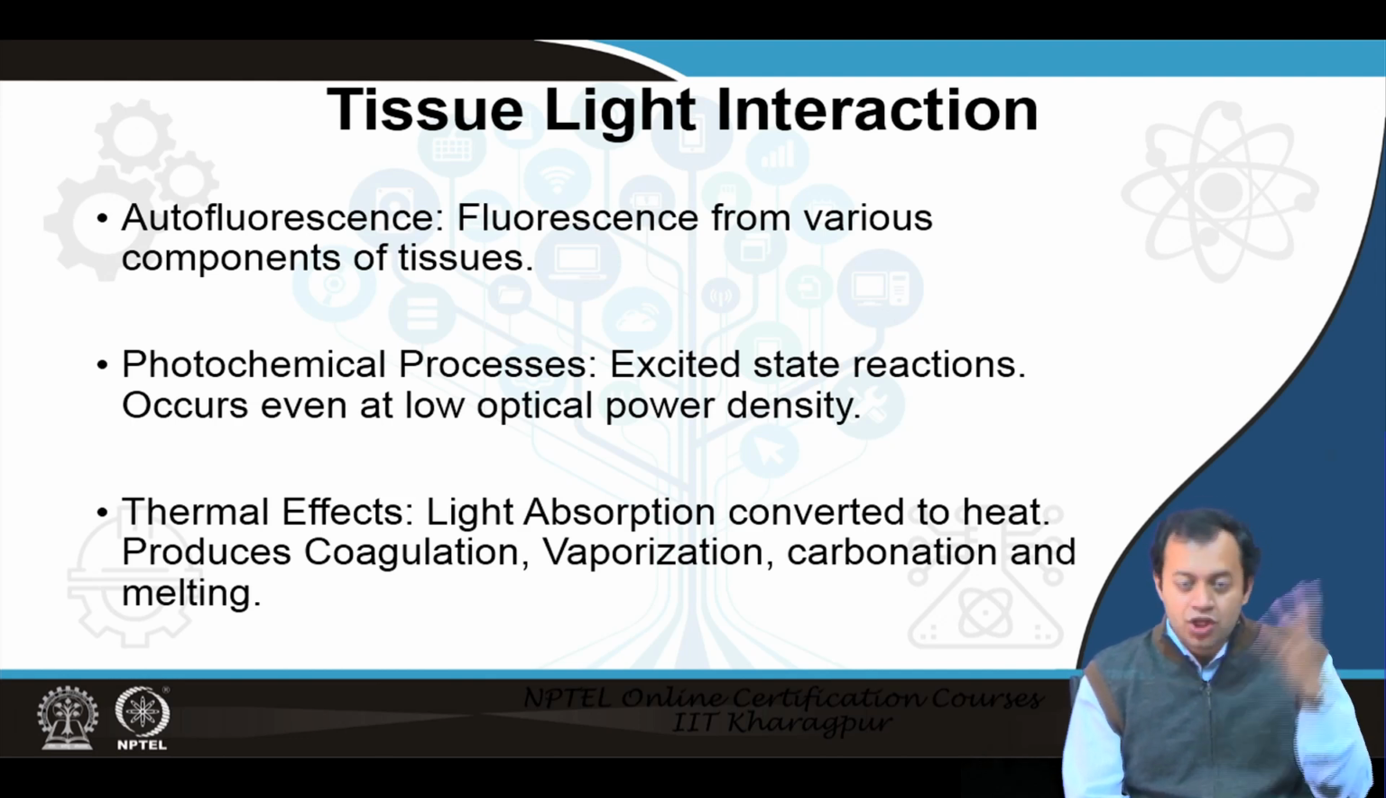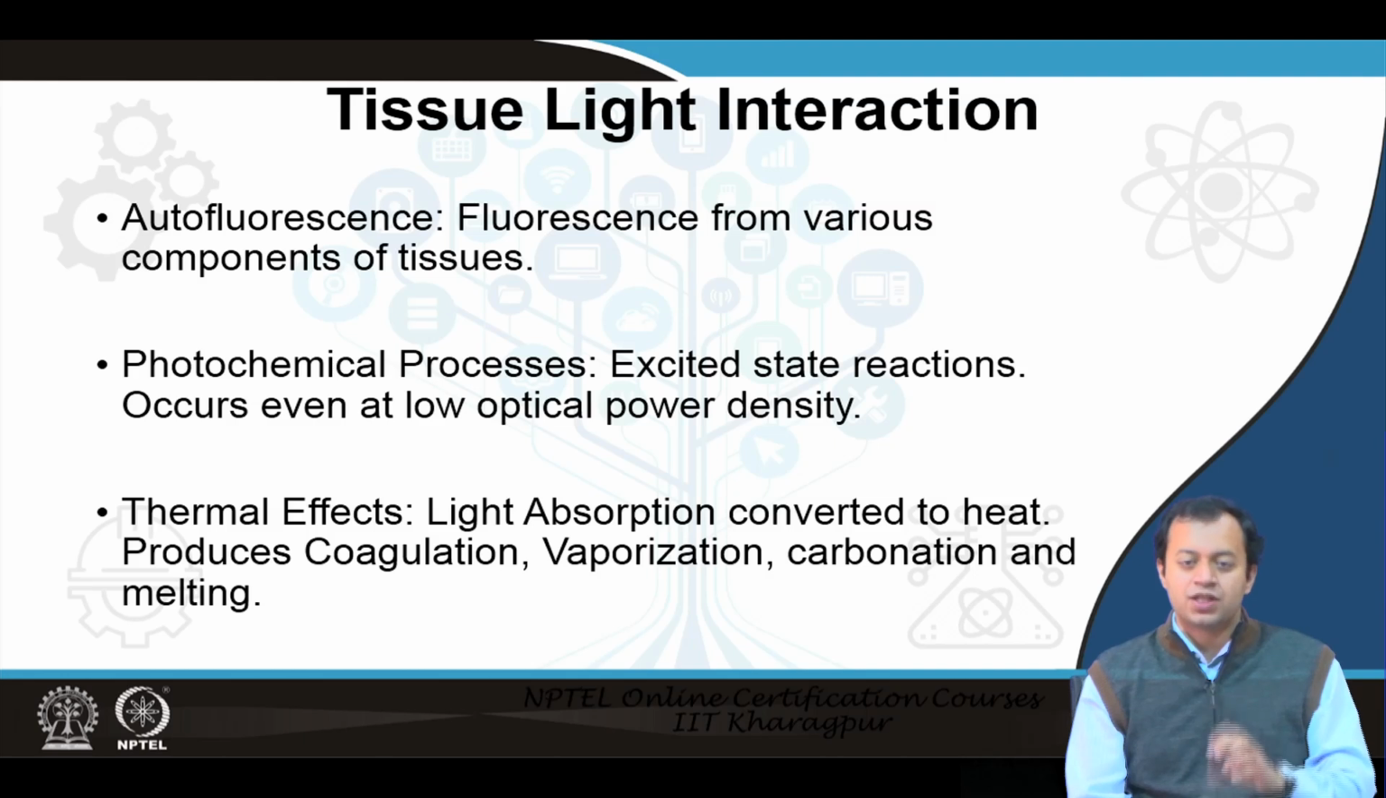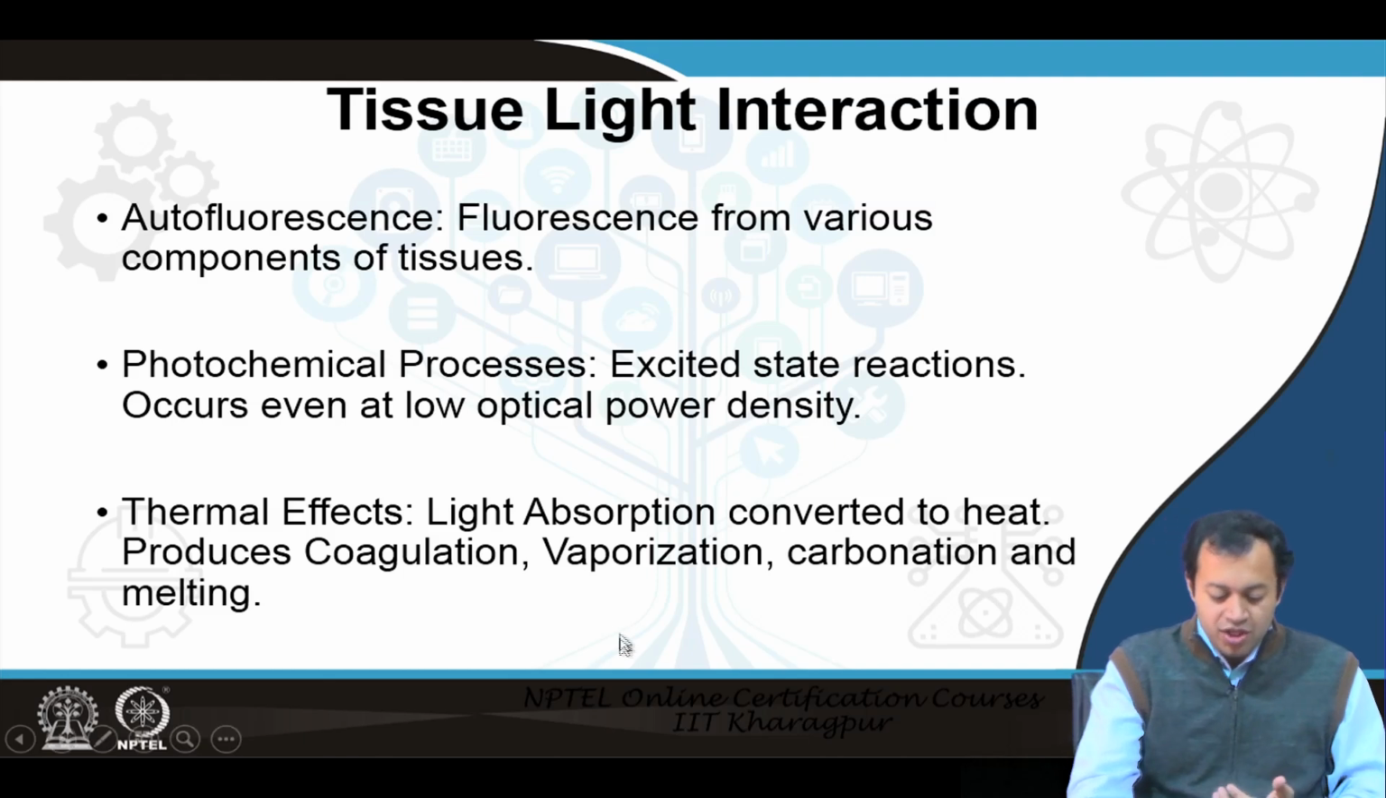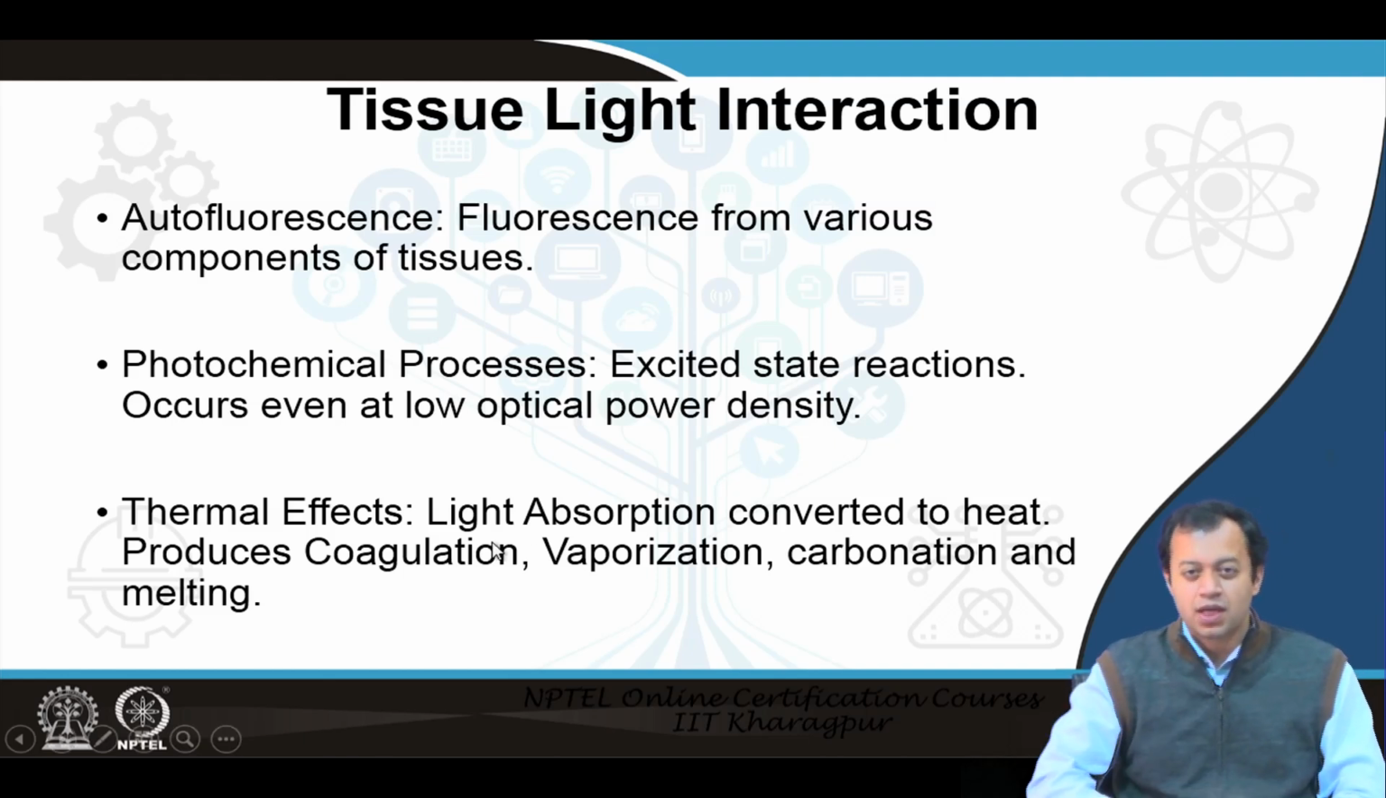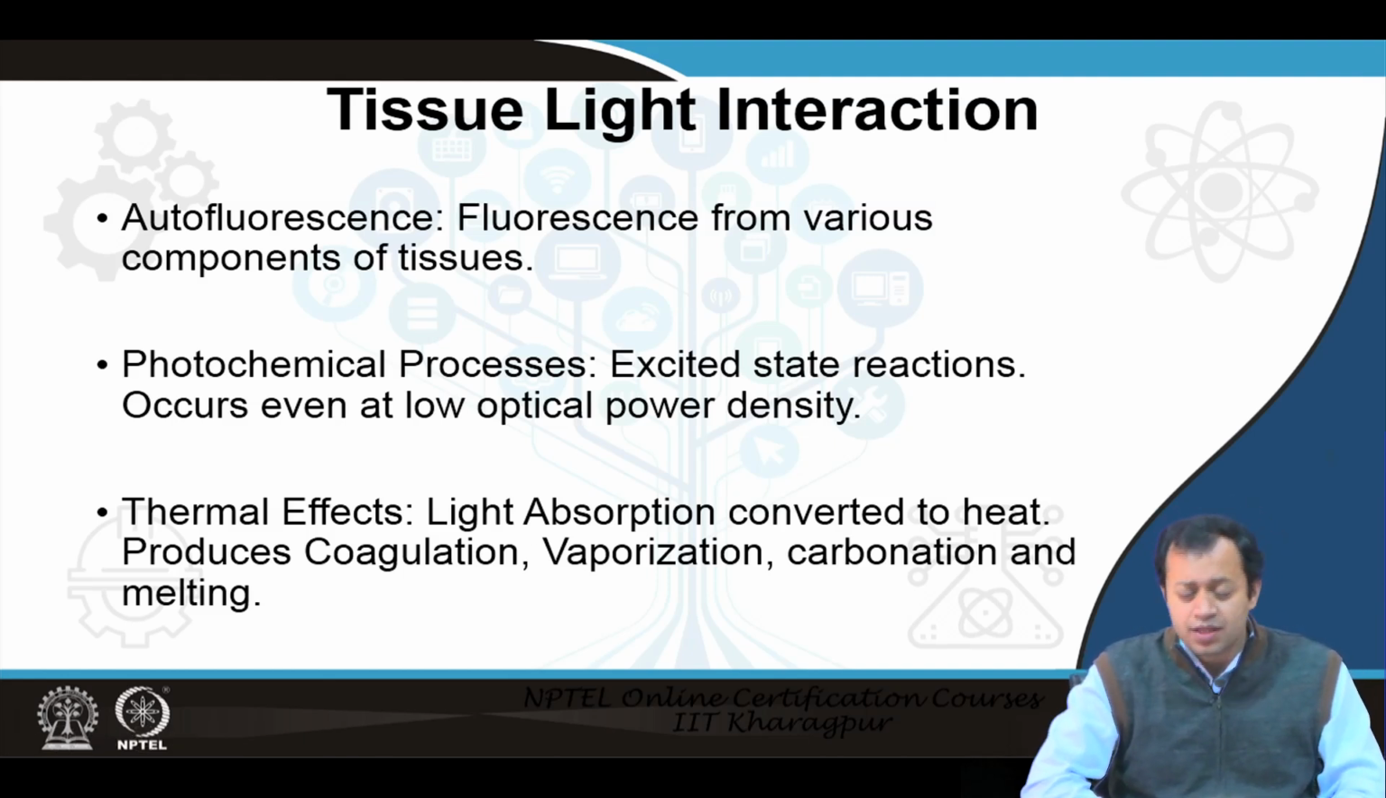There is no emission required or absorption required. It's simply light getting converted into heat, and that heat is doing damage. The first damage is coagulation. This usually happens around 60 to 70 degrees Celsius. See, I was about to misspeak as percentage.